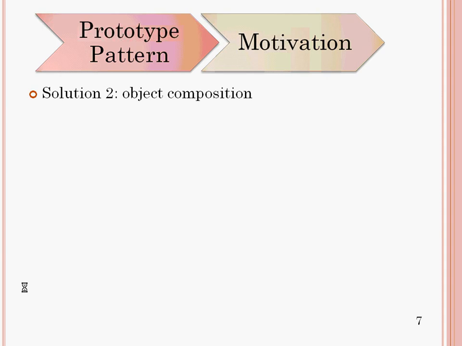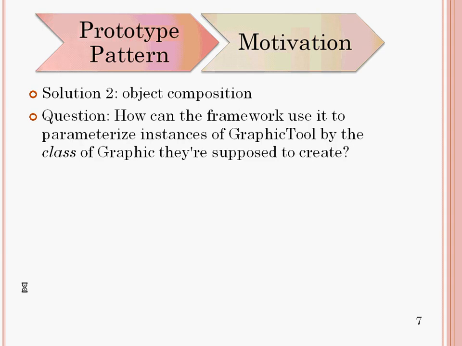So let's look at composition. How can the framework parameterize the instances of graphic tools by the class of the graphic they are supposed to create? What I'm trying to say is, how can the creator class be made aware of which object it has to create? So we need to pass some parameters to the creator class. Then it will check, okay, this is the parameter, so I have to create an instance of this particular graphic component.